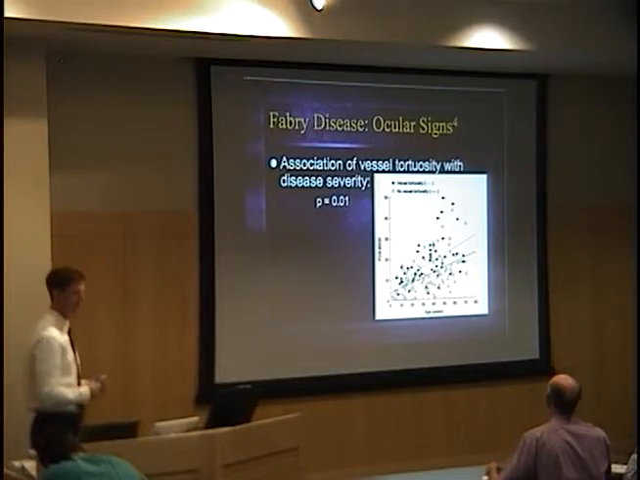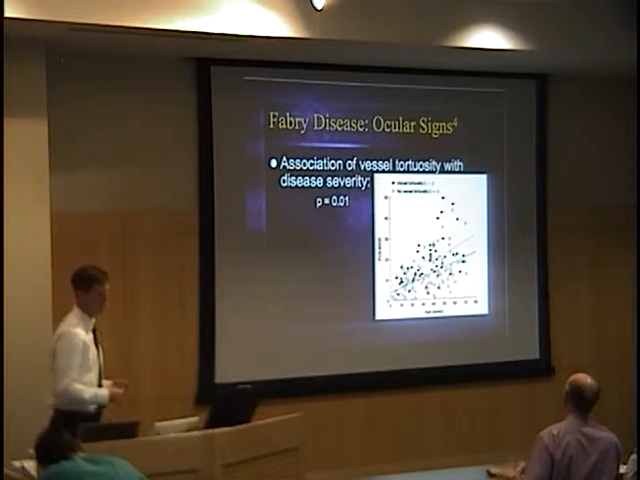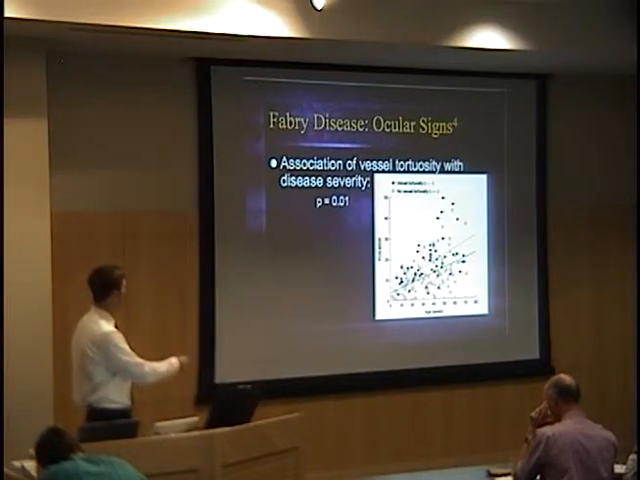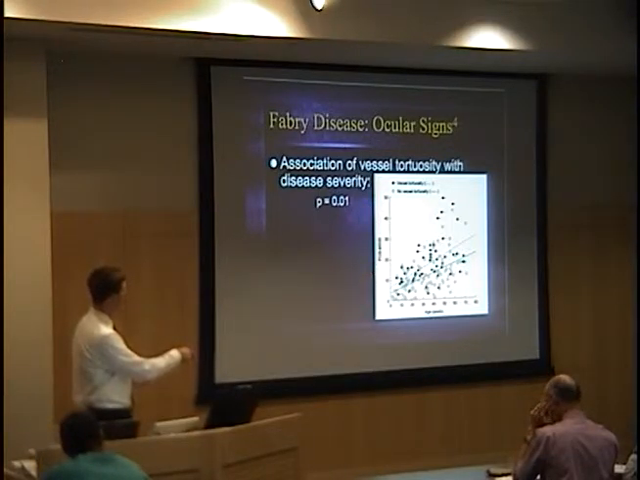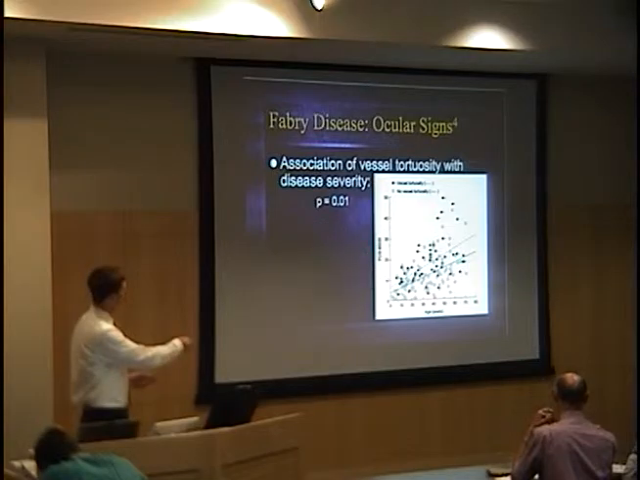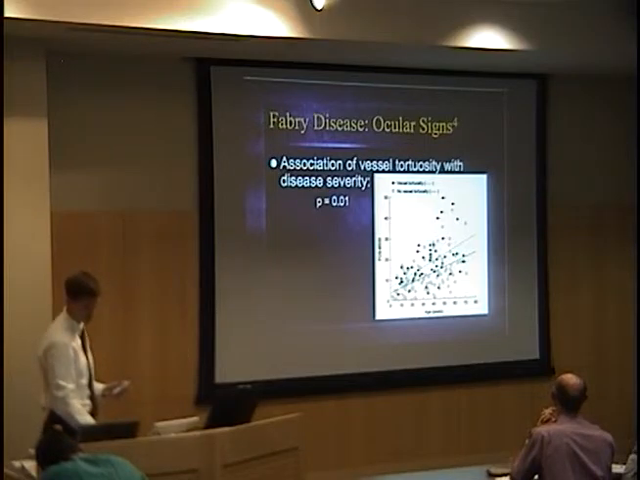The vessel tortuosity has some prognostic value as well. So you can see that patients that had the vessel tortuosity in this study had a high, this is, on this side, this is the Fabry outcome scale of the Mays symptom severity index. So the folks that had vessel tortuosity had more severe presentation of the disease than those that did not have vessel tortuosity, and that was statistically significant.